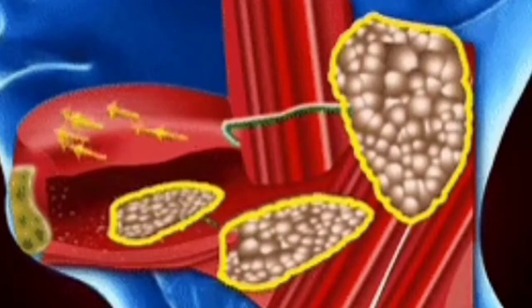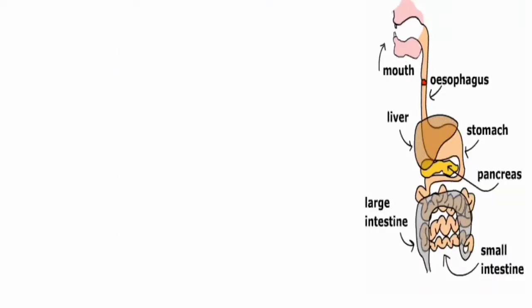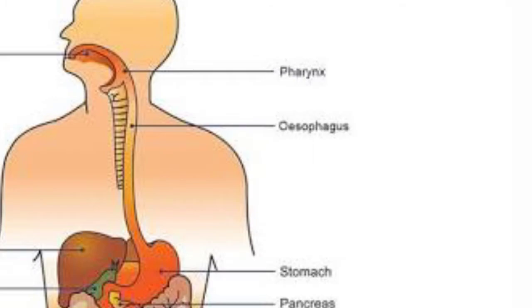Now, the tongue helps us to mix the food with saliva and roll the chewed food into a ball, which is pushed towards the back of the mouth where it is swallowed. Now, the esophagus carries the swallowed and chewed food along its length and pushes it down to the stomach.